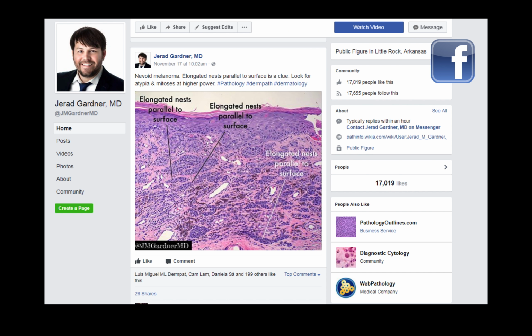So I use my page, my Jared Gardner MD page, to post pictures like this, a nevoid melanoma. I post a lot of pathology images and pearls there. That way anyone in the world can learn from that, but they don't necessarily see pictures of my wife and kids and when we go to Disney World. It's also nice because it shelters my friends and family from having to see all of these pathology images. They don't always want to see big images of gross pathology specimens of sarcomas and things like that.